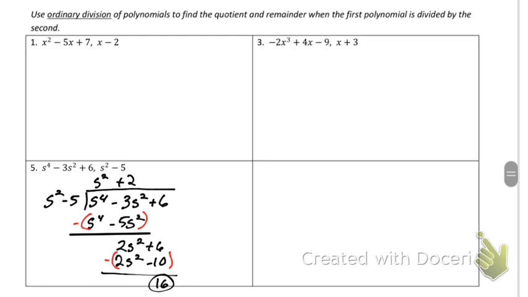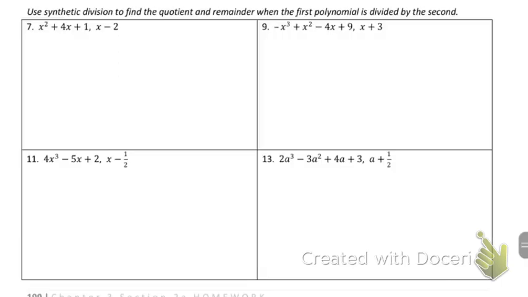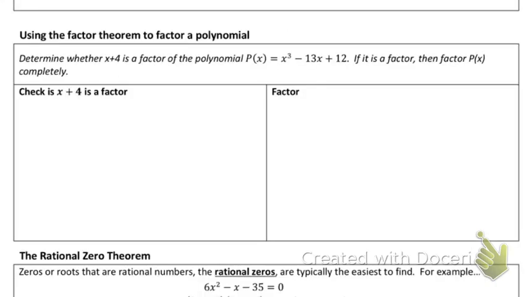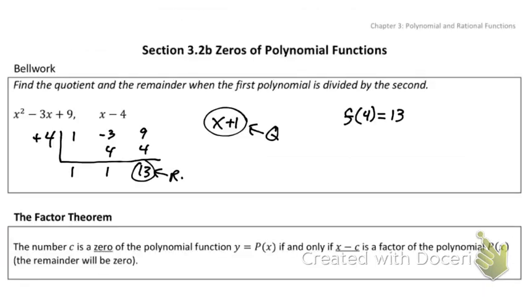All right, other questions from the homework, though? All right, then we'll get to today's lesson. Today's lesson is on using the factor theorem, and I very crappily put that on this page. But you have it right in front of you. The factor theorem says the number c is a 0 of the polynomial function y equals p of x if and only if x minus c is a factor of the polynomial p of x.